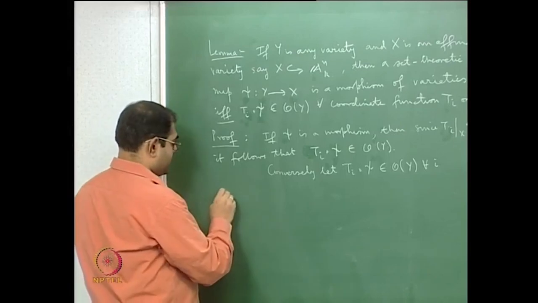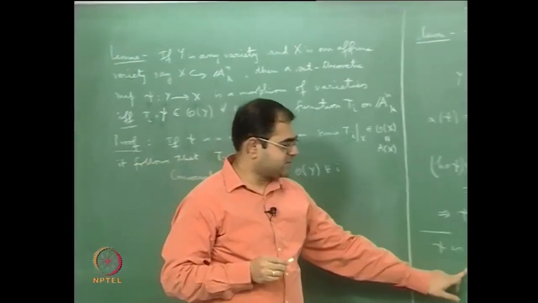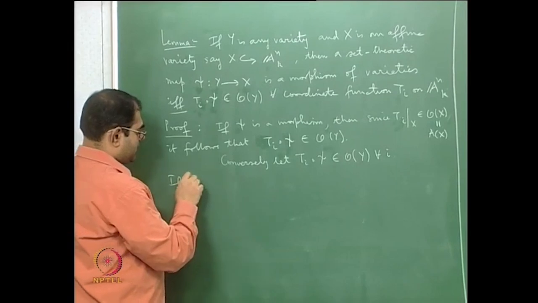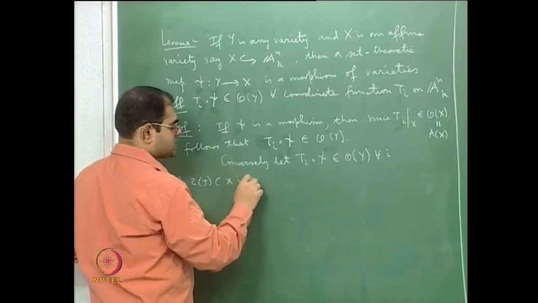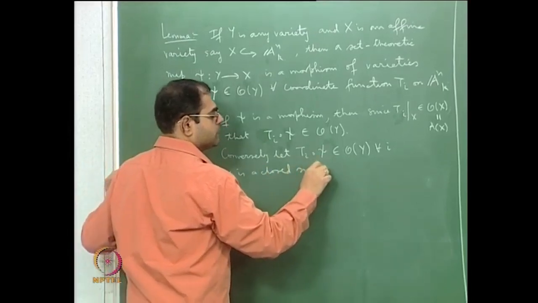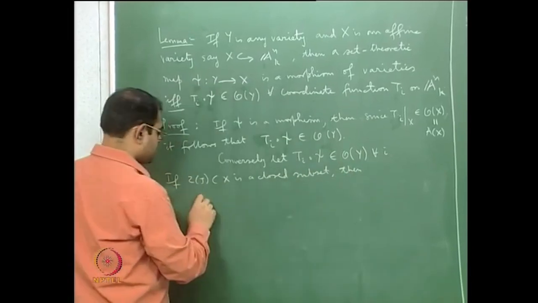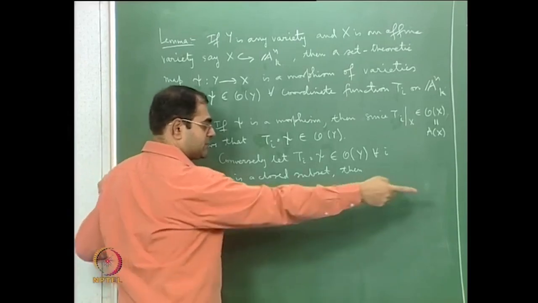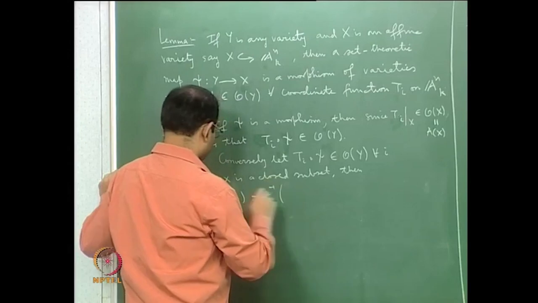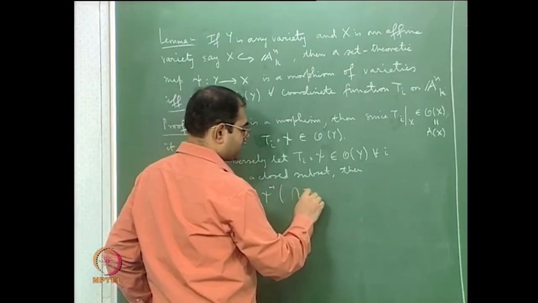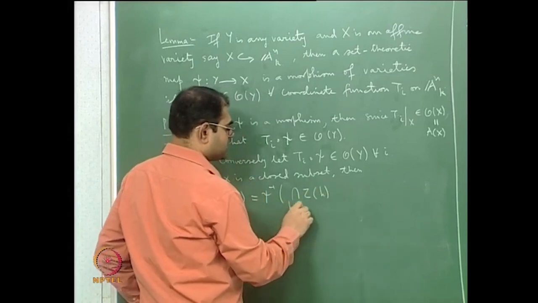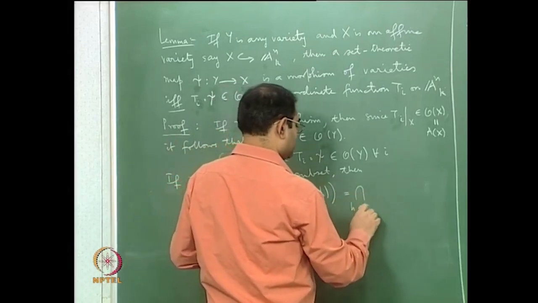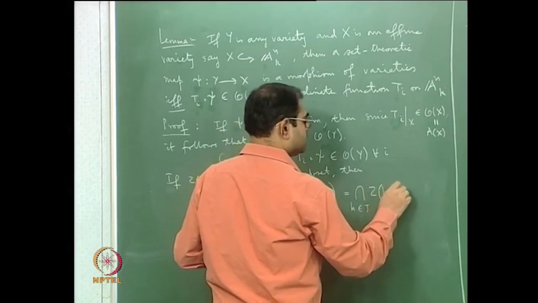So let me write that down. It's actually just this argument, but let me write it here. If Z of J in X is a closed subset, then psi inverse of Z of J, I'm just reproducing what I've written there, is the intersection of Z of h, where h belongs to J, and this is the intersection over h belonging to J of Z of h circle psi, which is closed in X.